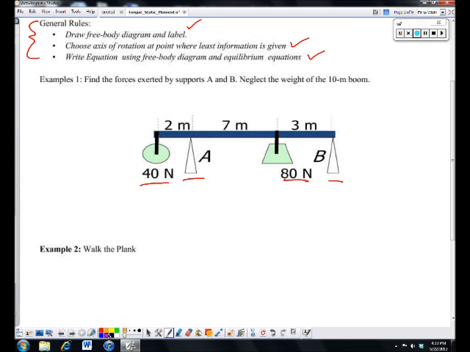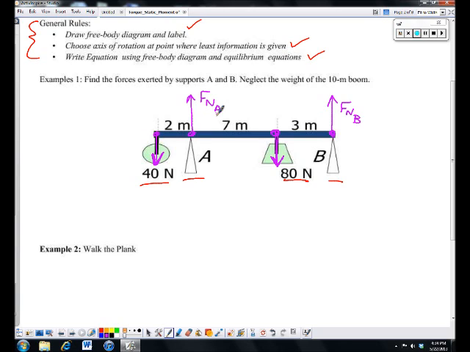So the first forces are our forces of gravity, straight down. That one's our 40 newton one. Second one there, 80 newtons. And then I also have normal forces, and I'll call this one FNB, and I'll call this one FNA.